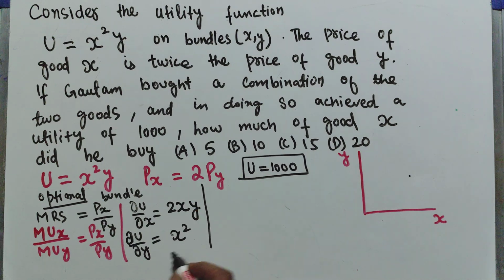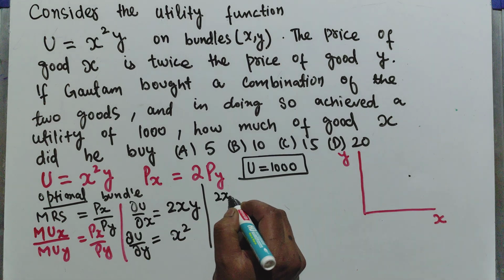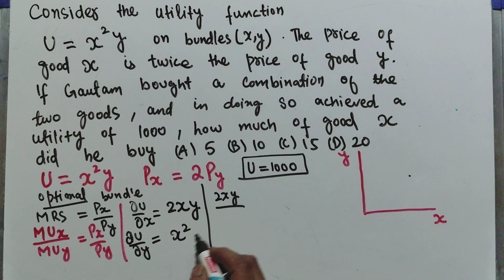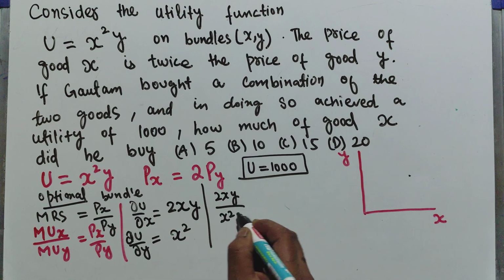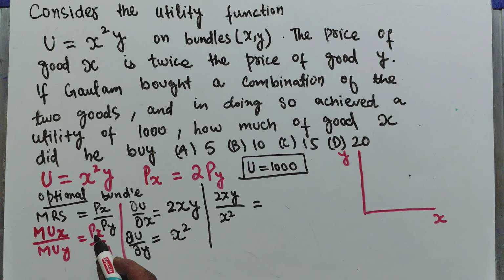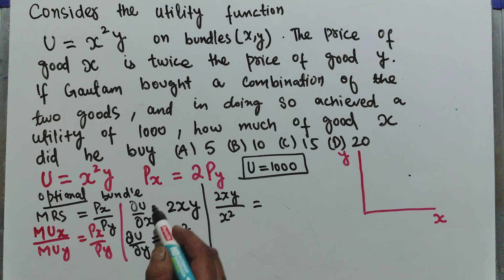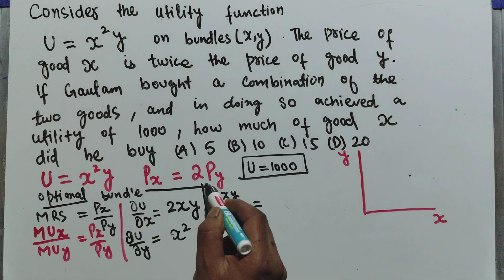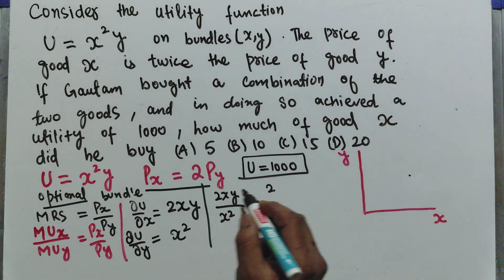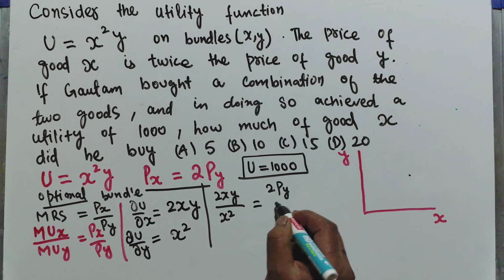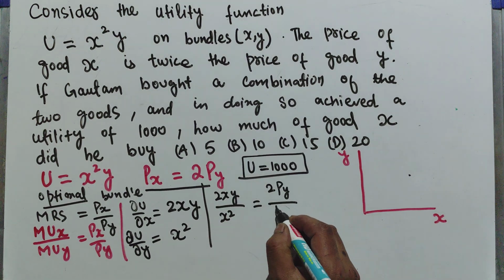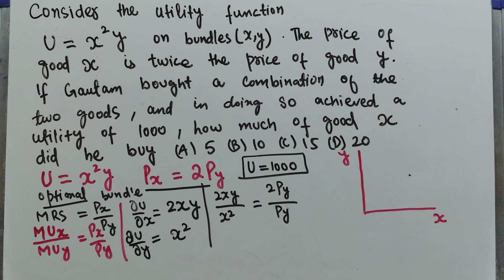Now equate MUx upon MUy with Px upon Py. That implies we got du upon dx is 2xy, and du upon dy is x squared, and we equate it with the price ratio. Price of x upon price of y, we know the relation, that is price of x is equal to twice the price of y. So let's write 2Py upon Py here. Py gets cancelled.